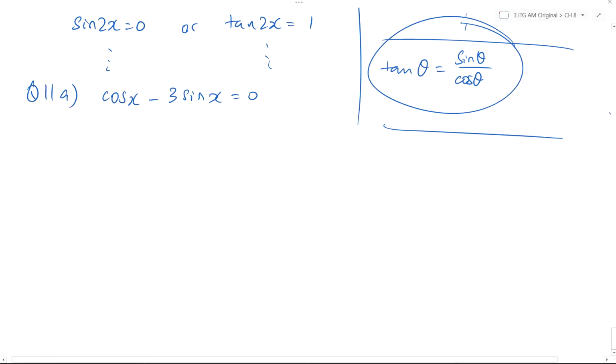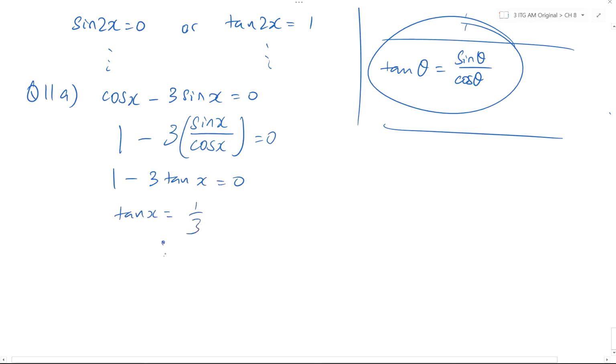So what do you suggest that we do over here? Divide by? If you divide by sine, you get cosine over sine. If I divide by cosine, then I get 1 minus 3 sine x over cosine x equals to 0. Then sine over cosine is just tangent. So 1 minus 3 tangent x equals to 0. Tangent x equals to 1 over 3. Solve yourself.